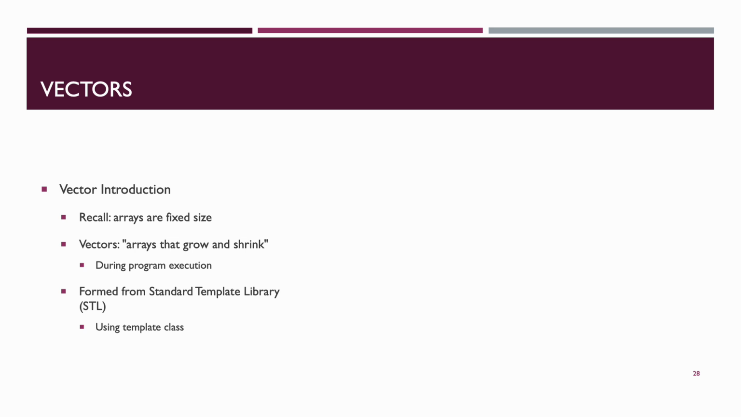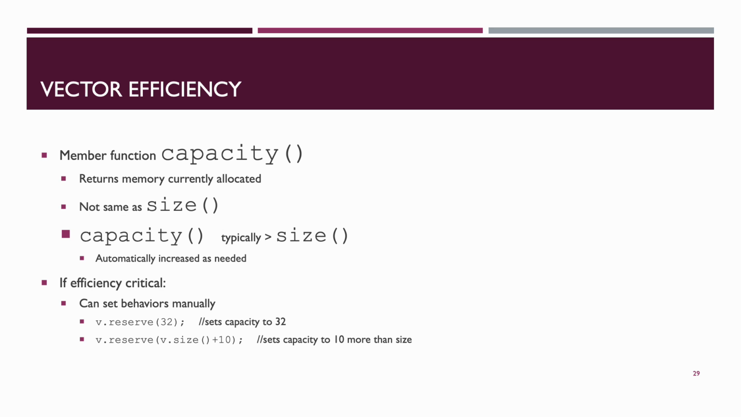Vectors are dynamic, so they can shrink or grow depending on the values. So it doesn't waste memory, and if you need to add another value, you can add it and the vector will grow. So this is how vectors work. You can go through this.